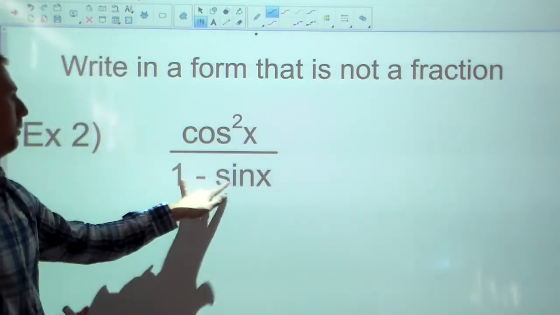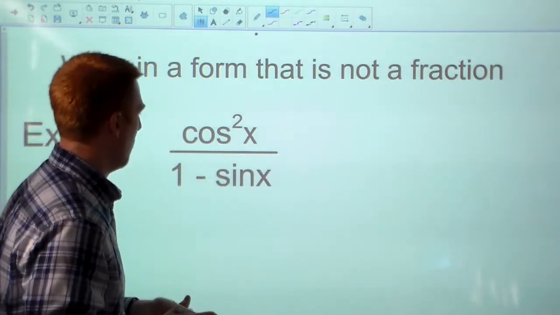And we'll take the same approach. This is 1 minus sine x, so I'm going to multiply by 1 plus sine x.